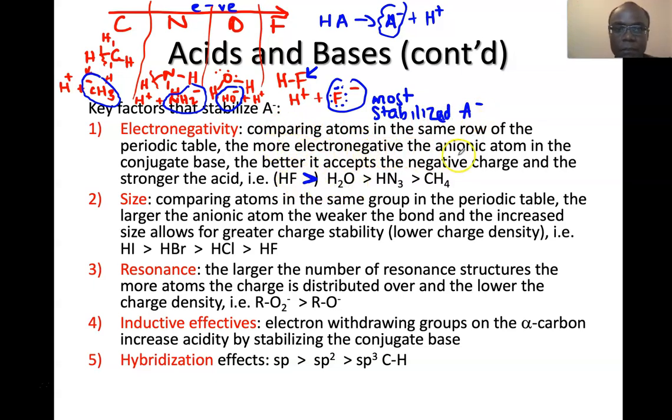So the more electronegative the anionic atom in the conjugate base, the better it accepts the negative charge, or the better it holds on to the electrons, and the stronger the parent acid, in this case HF. Next is size. Do not confuse. I told you electronegativity increases across and upwards. So if you are to use the first point, then HF still wins as a stronger acid based on electronegativity.